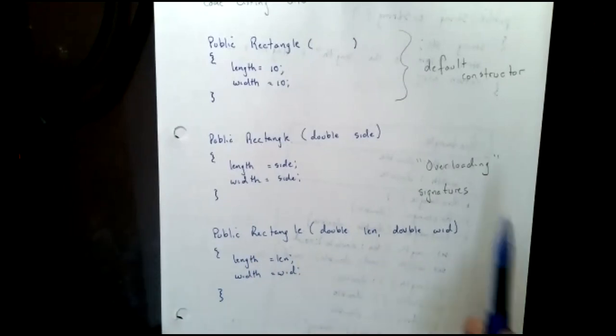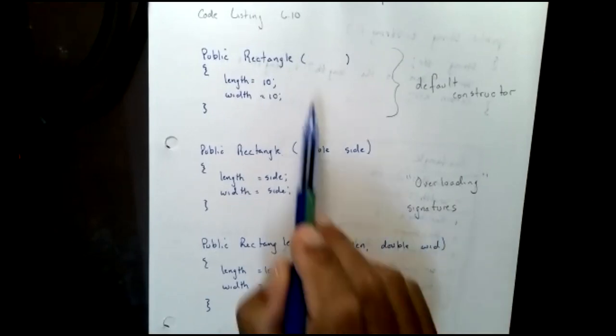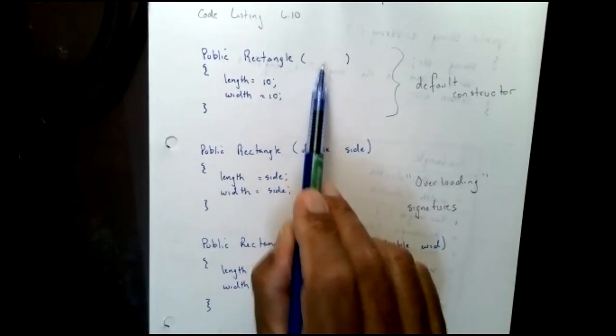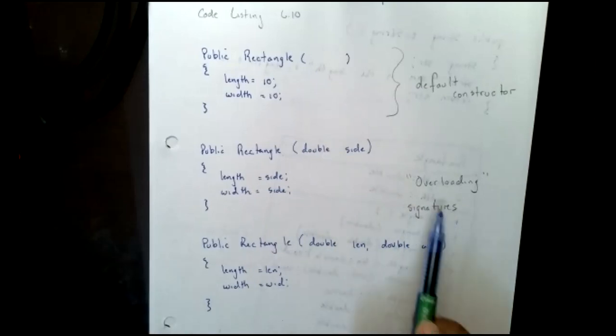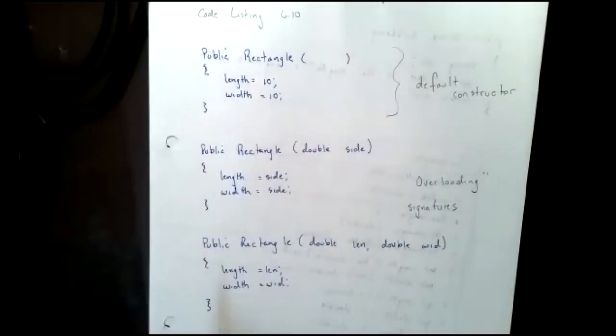Okay. And again, these have different signatures. Nothing in the parameter list, 1 thing in the parameter list, 2 things in the parameter list. When we have different signatures but the same name, we call it overloading. So hopefully you got some of that out of the video.